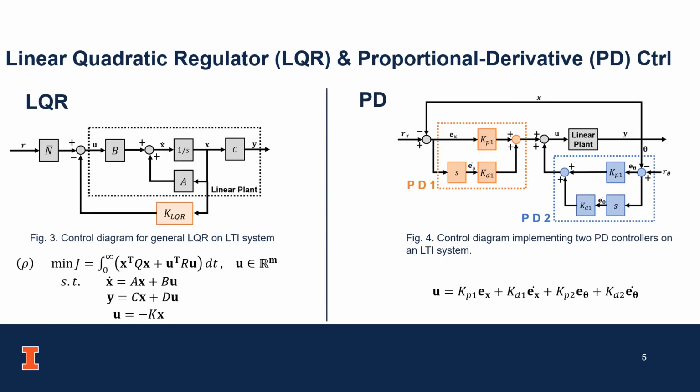LQR is a full-state feedback controller that optimally finds the gains given the weight on the tracking performance, matrix Q, and control effort, matrix R, by solving the given cost function and system dynamics. For the PD controller, we used 2 PD controllers where the input to the plant was a sum of the 2 controllers.